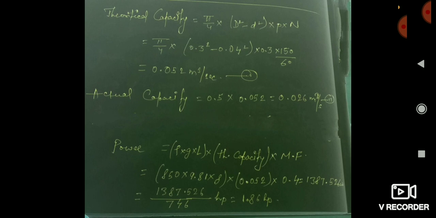Friends, after that you go for power, that is rho z L into theoretical capacity. One more thing you should take care about in this topic. When we are considering the power, we should multiply with the theoretical capacity, not with the actual capacity. Whatever theoretical capacity comes, that only we should multiply with the pressure, and then we will get the power.